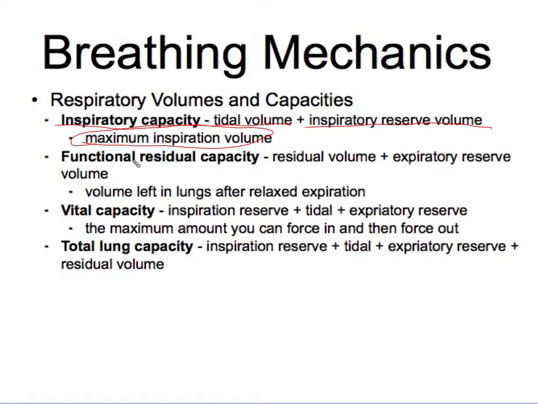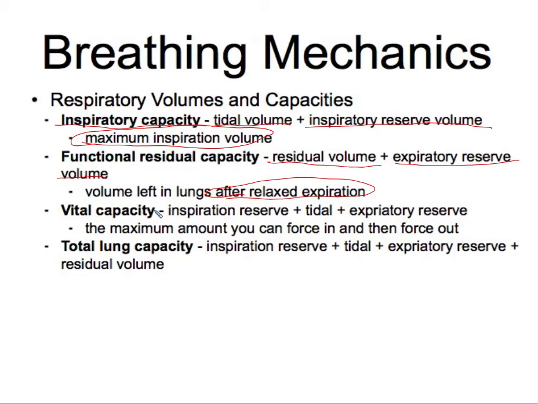So this is what can be left after a normal breathing out cycle. So you would have your residual volume, stuff you can't get out, plus your expiratory reserve volume. So this is, again, after a normal relaxed expiration, the amount left, your functional residual capacity.